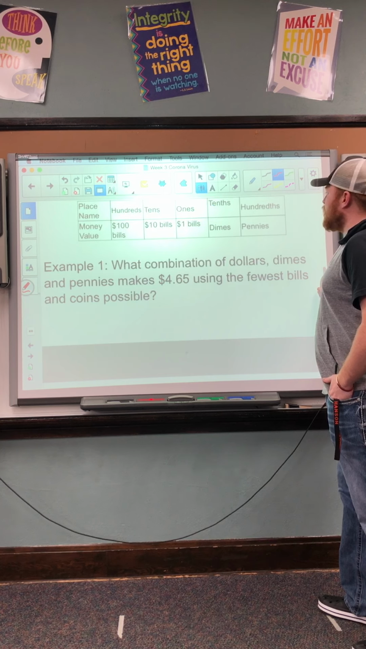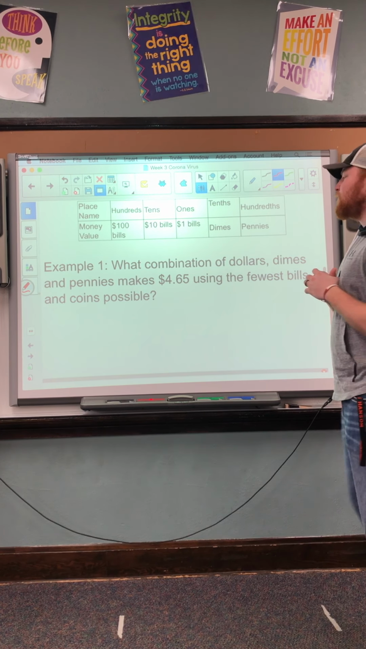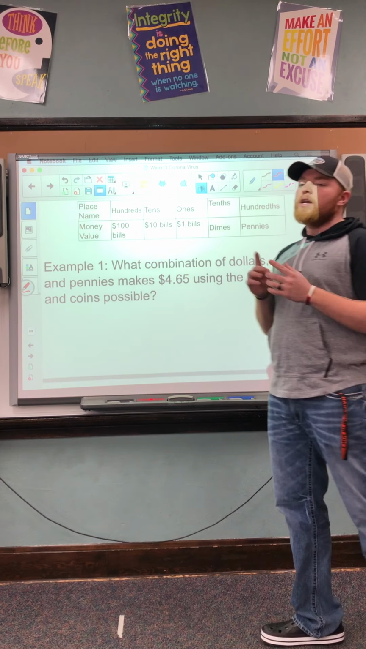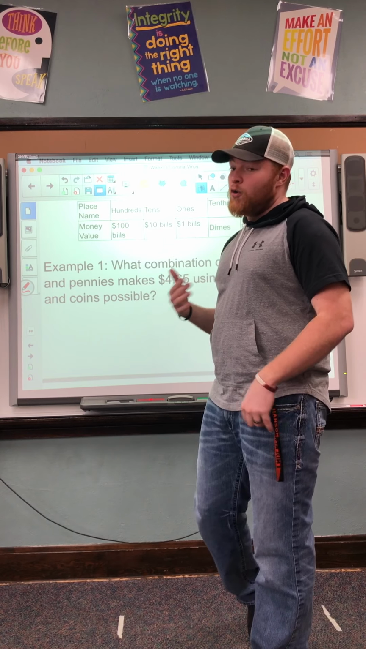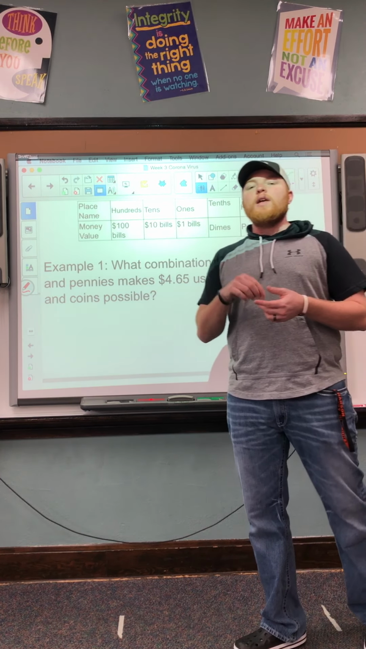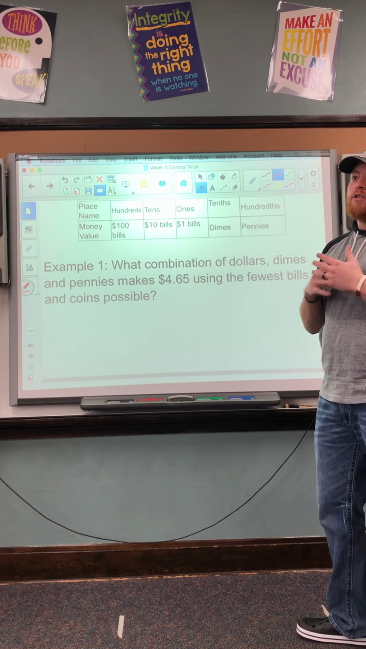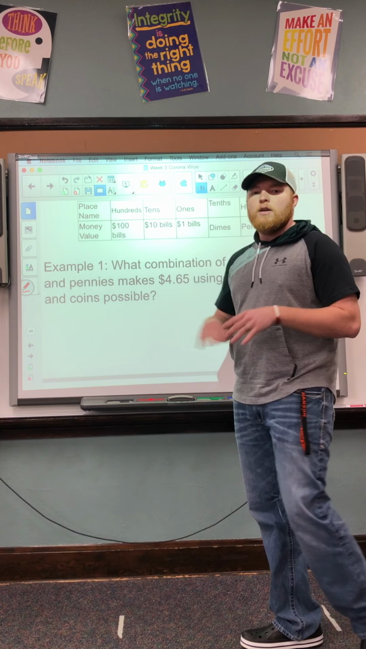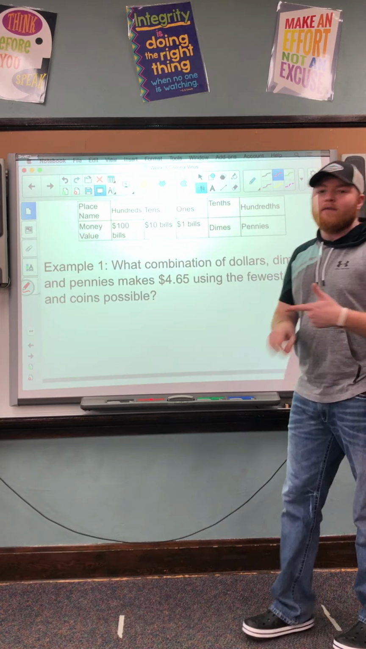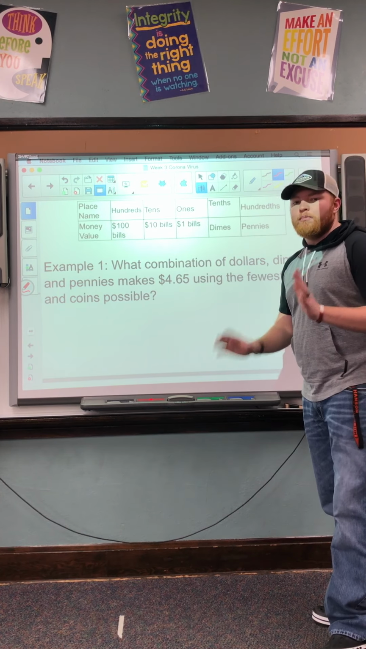Okay, so for example 1. What combination of dollars, dimes, and pennies makes $4.65 using the fewest bills and coins possible? Now, if you were dispensing money at a grocery store, usually they would give you quarters back. But we're not focusing on quarters. Say the cash register is out of quarters, so they only have dollars, dimes, and pennies. They don't even have nickels. What is the fewest amount of coins or bills possible?